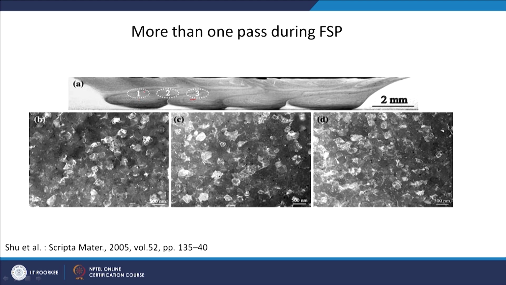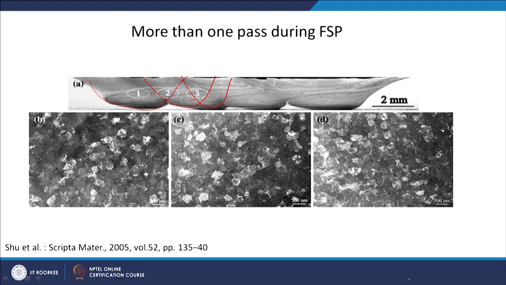But if I want to have a larger volume or larger area to be processed, what I can do is I can do multiple passes. The second pass is an overlapping on the first pass. You can see this was supposed to be the first pass, and then there is a second pass overlapped on that, and then there is a third pass and so on. By doing these multiple passes I am able to do processing of a volume. So, I can easily extend the FSP as a bulk processing technique.